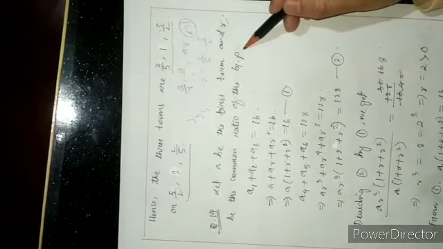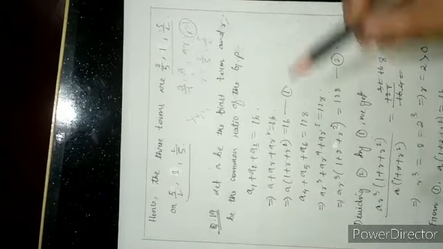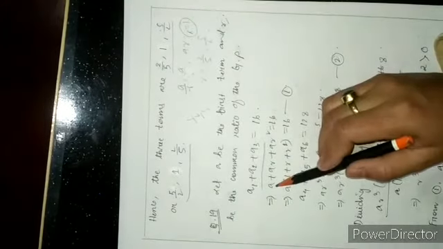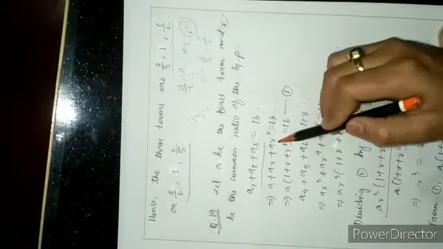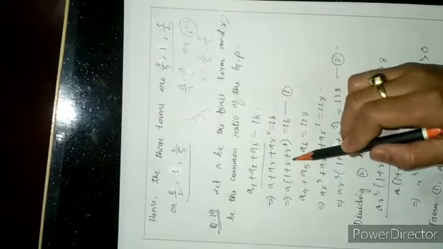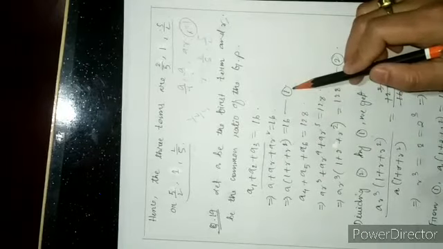Let us suppose that A be the first term and R be the common ratio of the GP, and it is given that the sum of the first three terms A1 plus A2 plus A3 is 16. Writing A1 as A, the second term AR, A3 will be AR square, so A times (1 plus R plus R square) is 16. This is equation number 1.